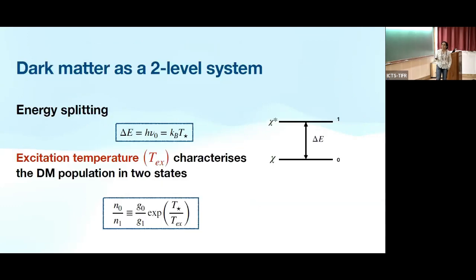Without going into the details of the model, the simple thing that we need to do the physics of absorption lines is that we have a dark matter particle which has two states. First is the ground state and the excited state with some energy splitting, which can be expressed in terms of temperature as T star. And dark matter is going to populate both of these states, which is going to be characterized by the excitation temperature, by this Boltzmann distribution.